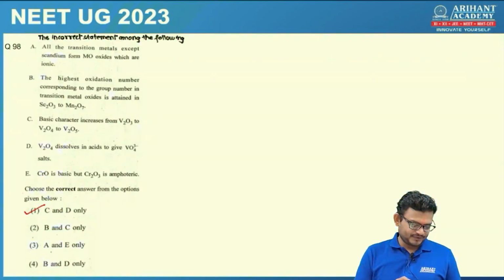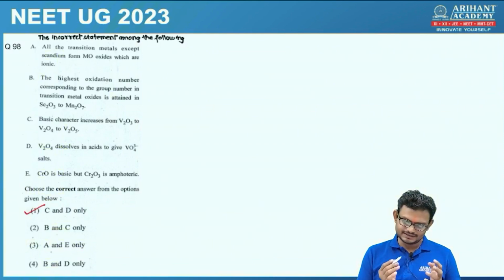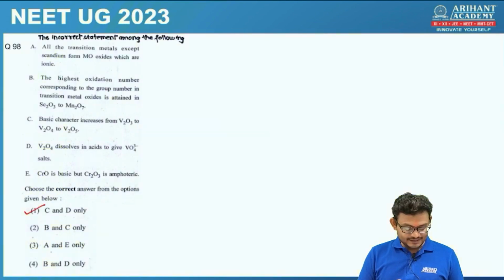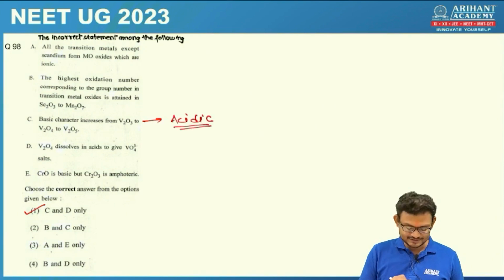Next question. The incorrect statement among the following is, they have given us statements, let us try them. All the transition metals except scandium form MO oxides, which are ionic. The highest oxidation number corresponding to the group number in the transition metal oxides is attained by Sc2O3 and Mn2O7. Basic character increases from V2O3 to V2O4 to V2O5. That's an incorrect one because it is not the basic character that increases, it is the acidic character that increases.